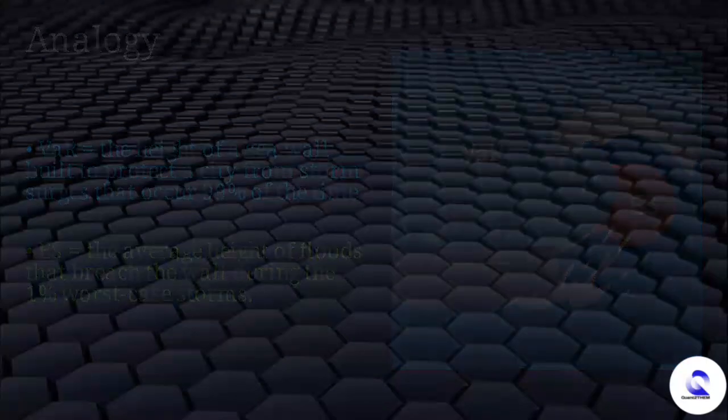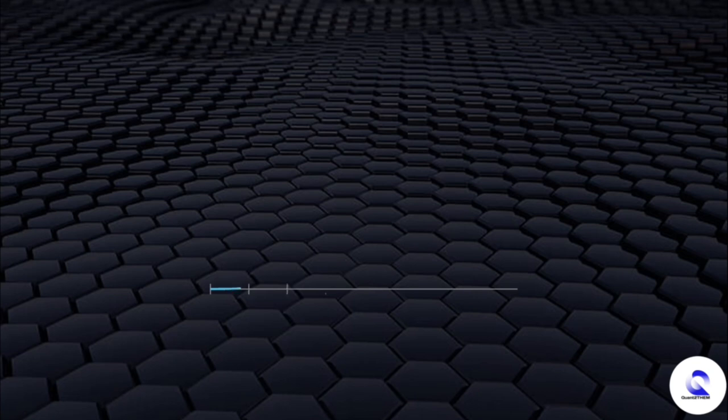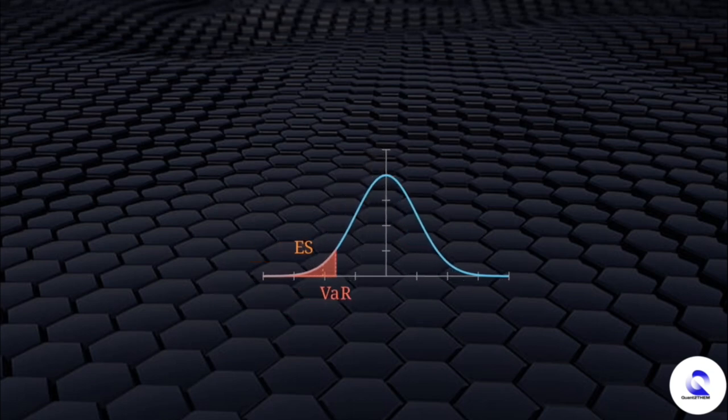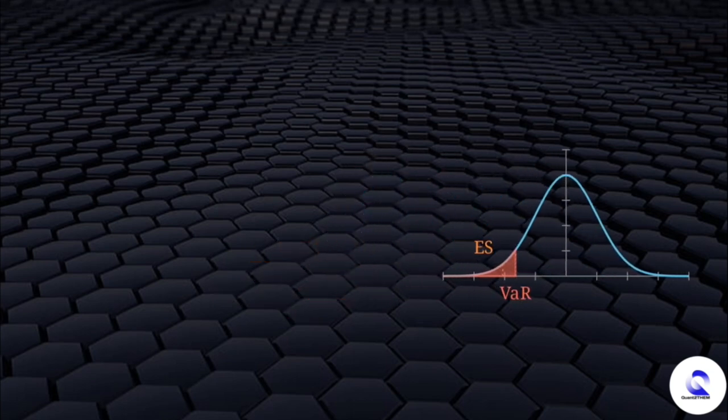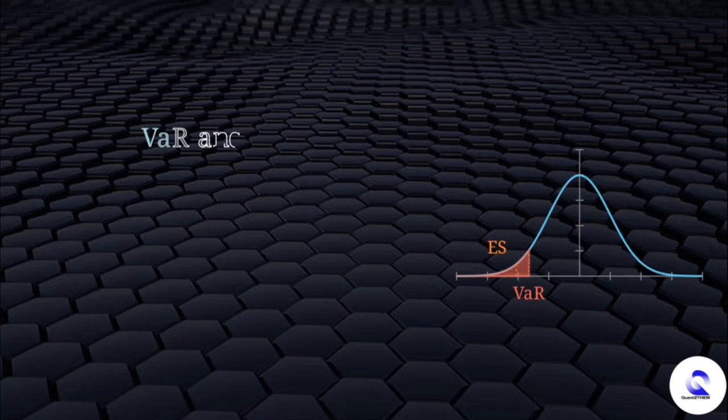In financial markets, losses follow a probability distribution, just like this bell-shaped curve. The value at risk, marked here in red, is a point where we say there is only a 5% chance we will lose more than this amount. But VAR alone doesn't tell us how bad things can get if we go past that threshold. That is where expected shortfall, shown in orange, comes in. ES looks beyond the wall, measuring the average loss in the worst 5%.